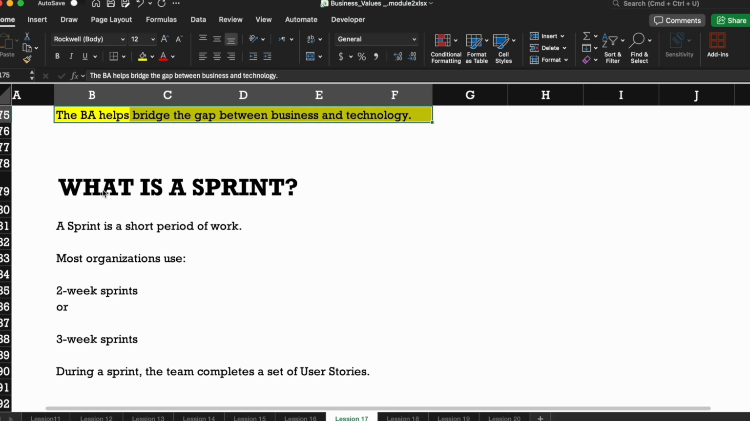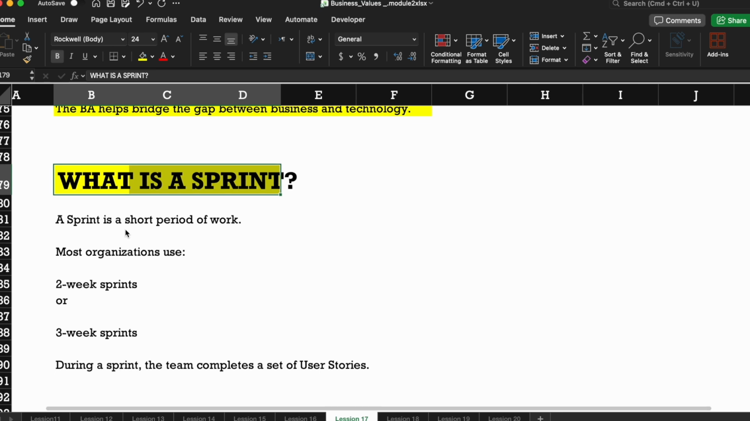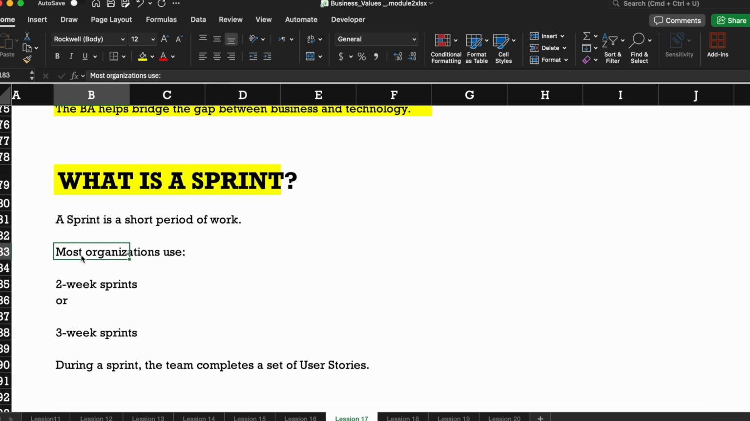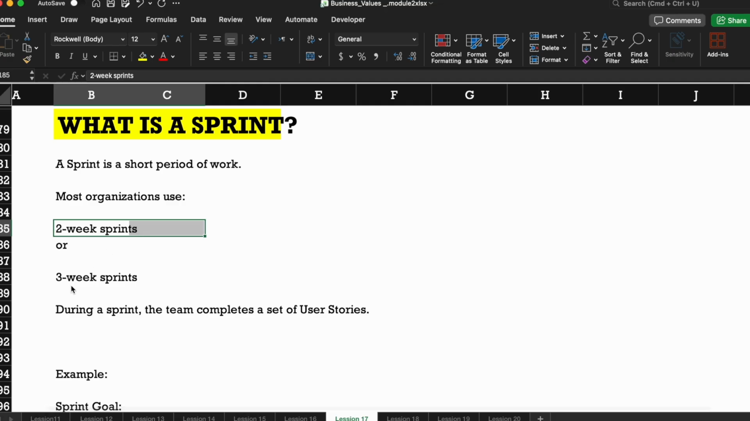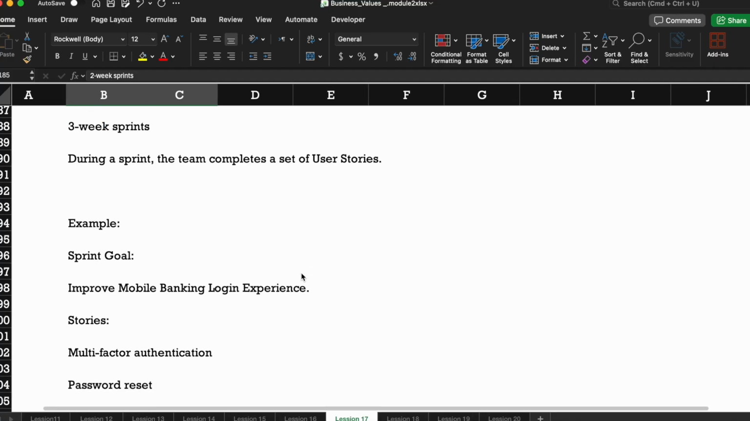So what is a sprint? You will be hearing about sprints. A sprint is a short period of work. Most organizations use a 2-week sprint or a 3-week sprint. So this is the standard. But if you see a 3-week sprint, you don't need to be surprised. During a sprint, the team completes a set of user stories.